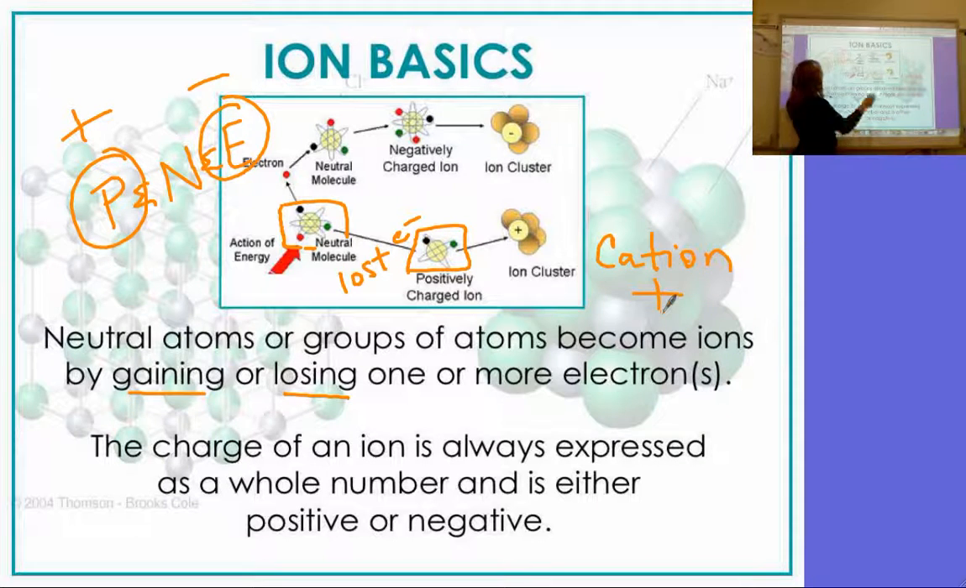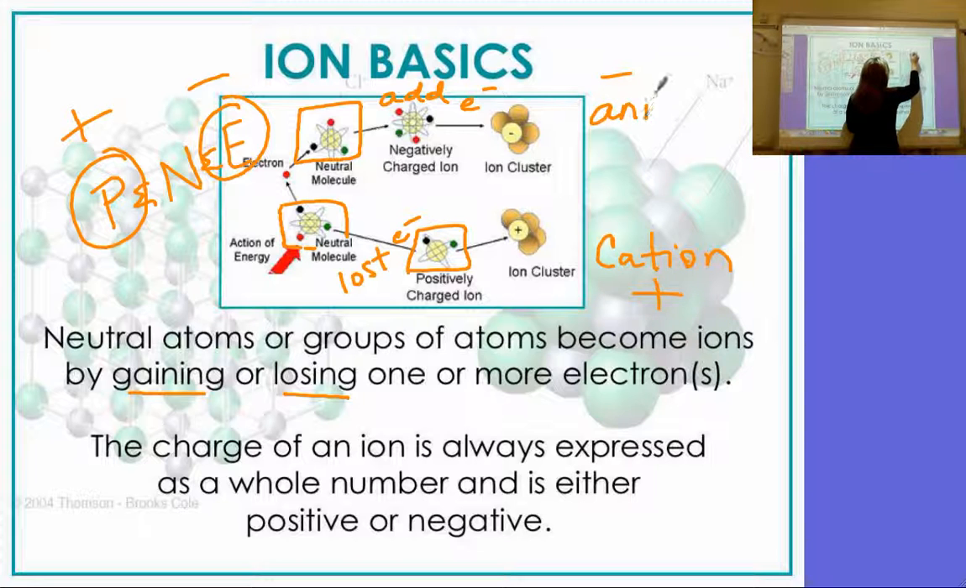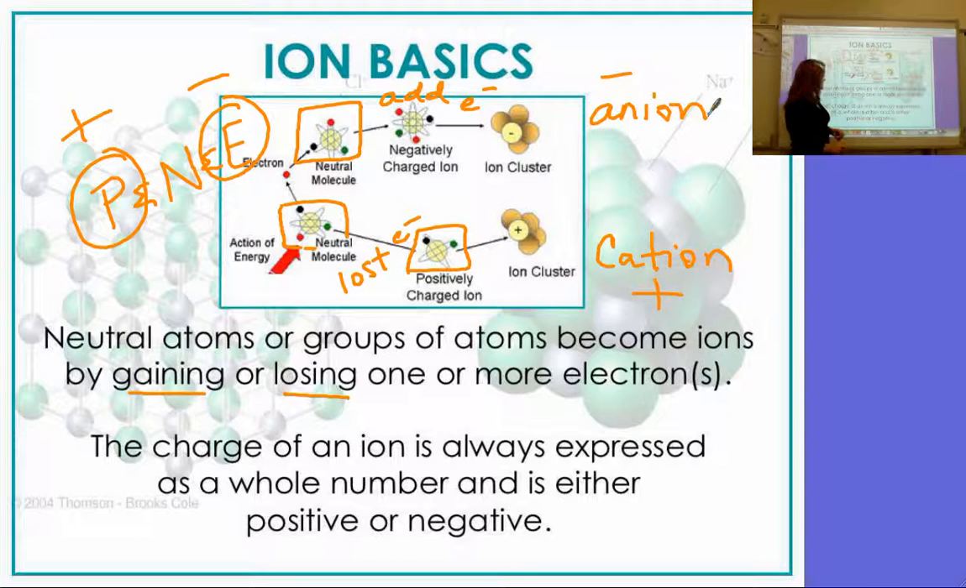If you look up top, here's my neutral molecule again. If I add an extra electron, because electrons are negatively charged, I now have more electrons than I have protons. My overall charge is going to be negative, and that is called an anion.